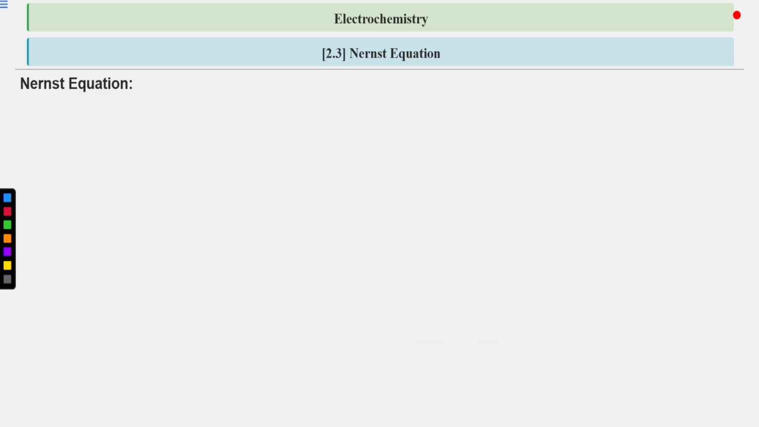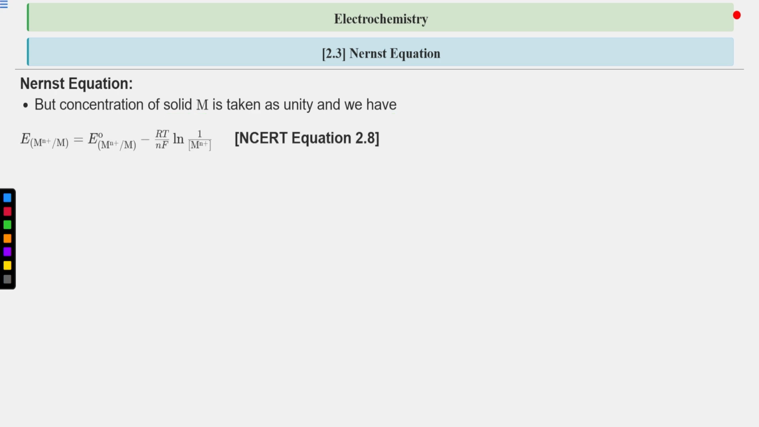Okay, so continuing with the Nernst equation, the concentration of solid M is taken as unity, and we have E of Mn positive to M equals E naught of Mn positive to M minus RT by NF ln M. Now, this M is the solid M which we are obtaining through the electrode reaction. That solid M concentration we take as unity, that is 1. So we place the 1 in the numerator of the ln, divided by the Mn positive concentration.